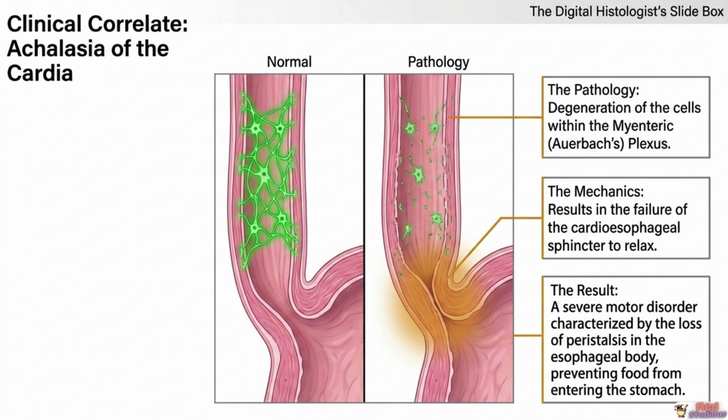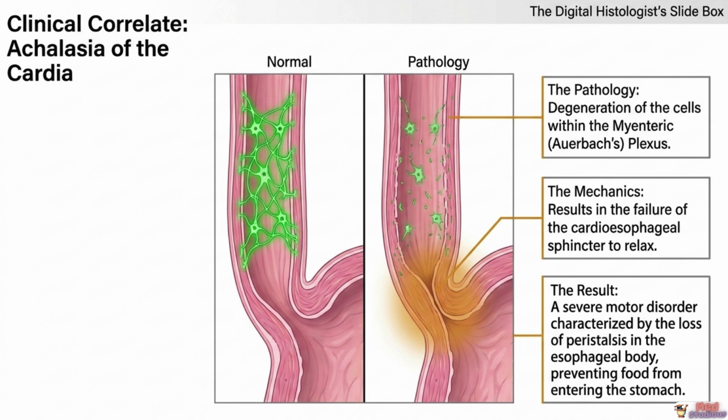To truly appreciate how vital this system is, we must look at what happens when it fails. A prime example is a condition known as achalasia of the cardia. The underlying pathology of achalasia is the degeneration and death of the vital nerve cells within the myenteric or Auerbach's plexus at the lower end of the esophagus. Because the smooth muscle is no longer receiving the proper neurological signals, the mechanics of swallowing break down. Specifically, it results in the absolute failure of the cardioesophageal sphincter to relax when food approaches.